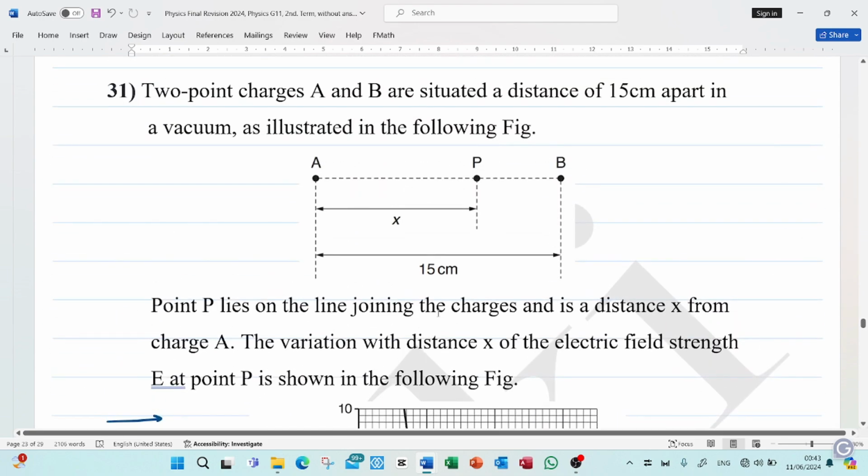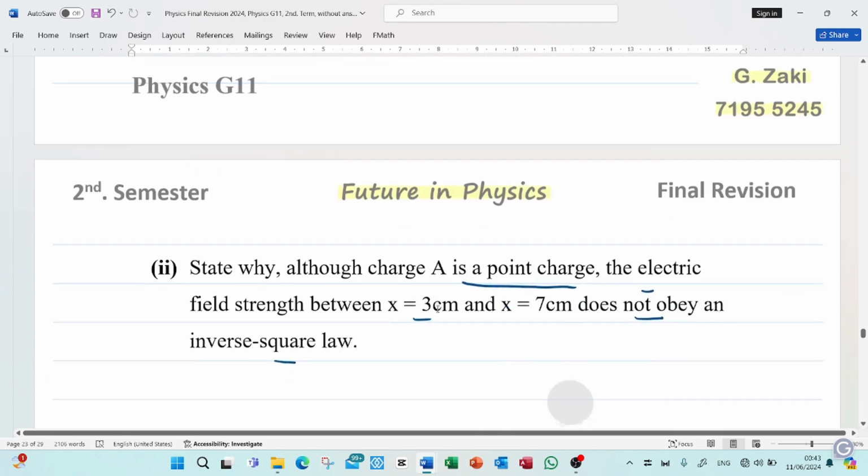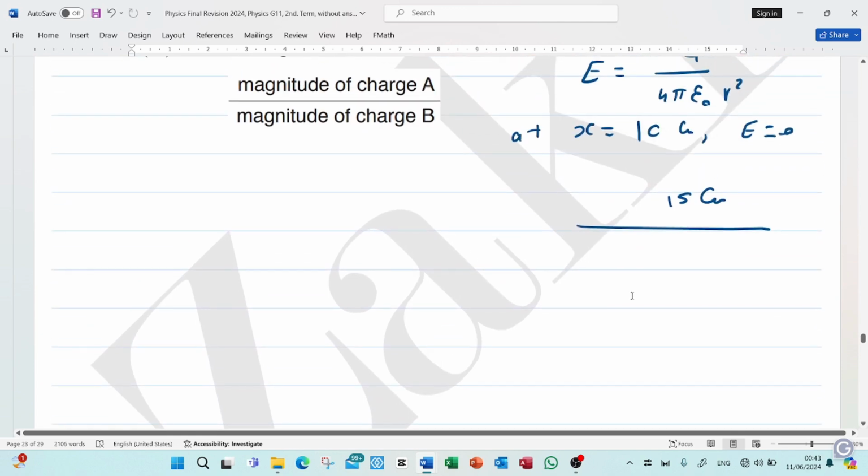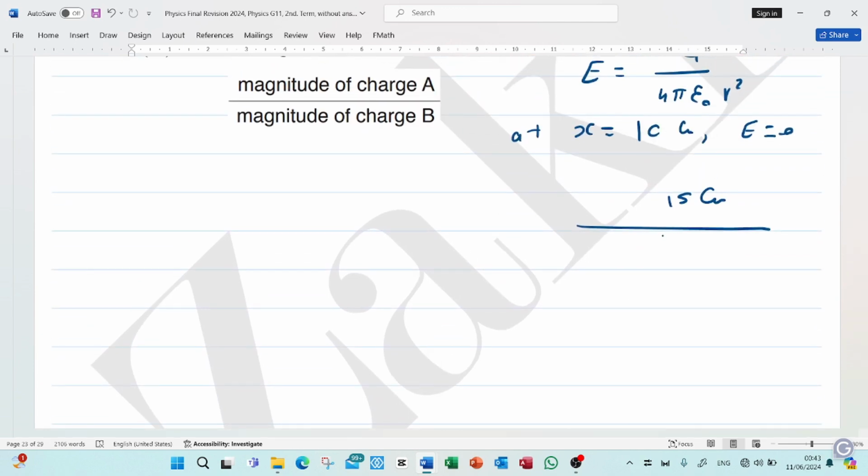It is 15 centimeter and x from A is 10. So this is at the point here. So this is the point B. X is 10 centimeter, so this is from A. So now the distance from B, 15 minus 10, is 5 centimeter. And the electric field at B equals 0.